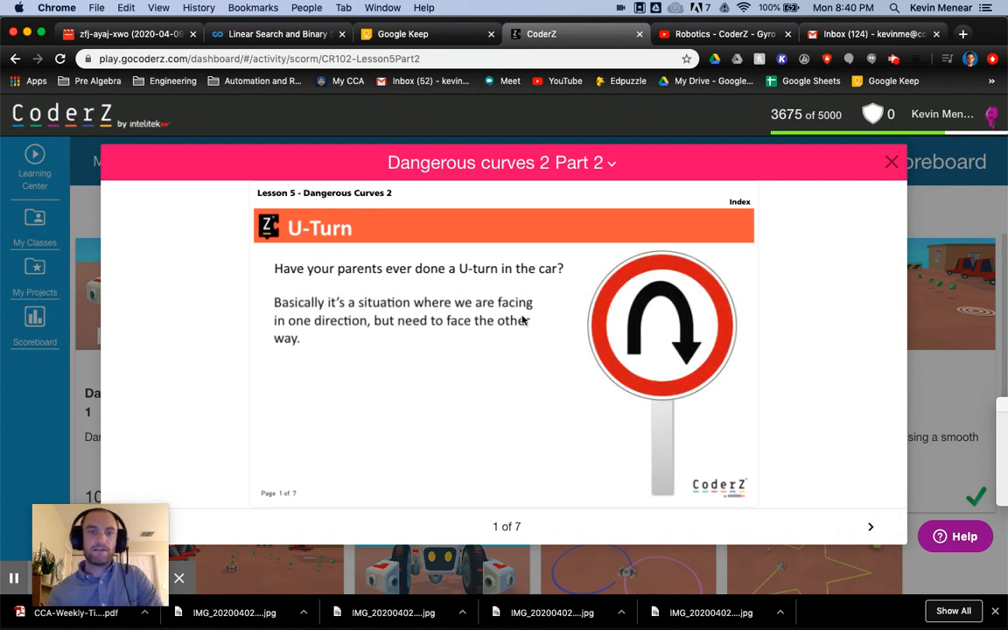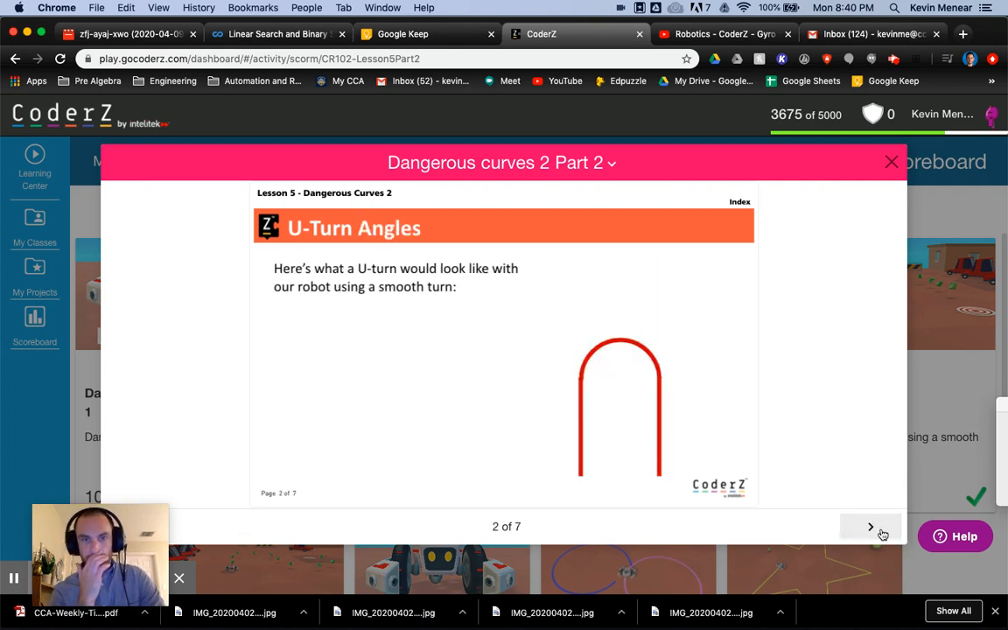Okay, so if parents ever done a U-turn in the car, basically it's a situation where we're facing one direction but need to face the other way. So it's an upside down U. Cool. U-turn. Here's what a U-turn would look like with our robot using a smooth turn.